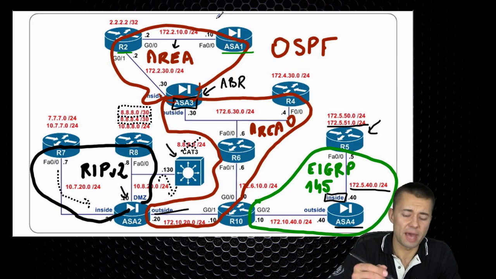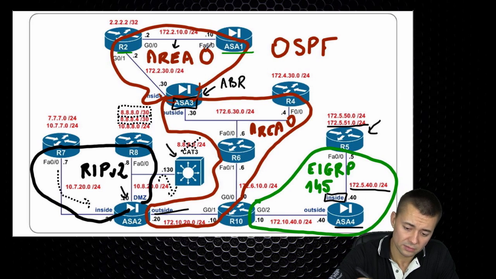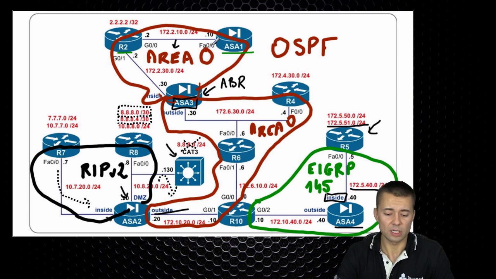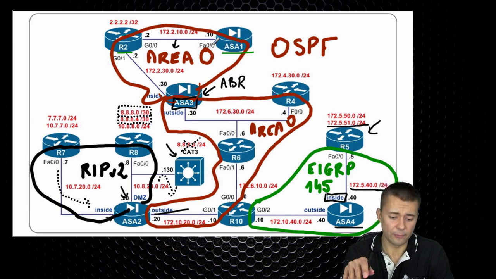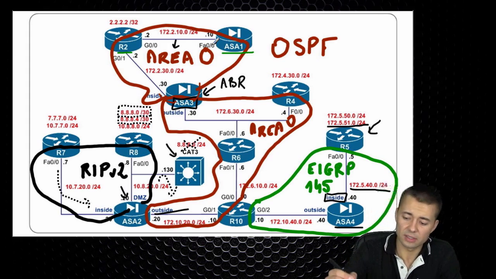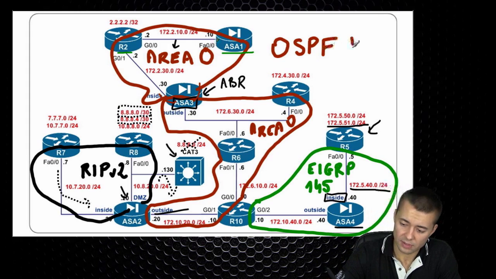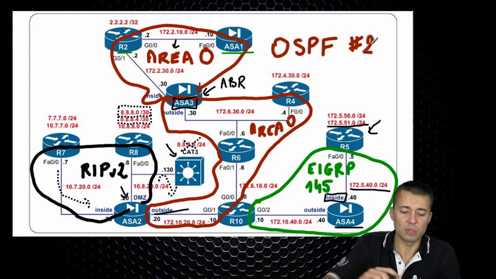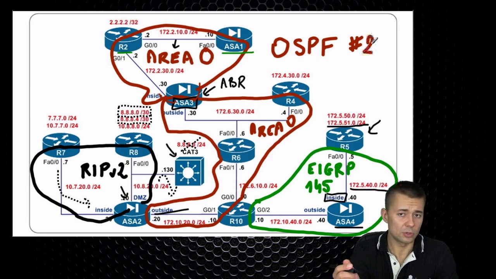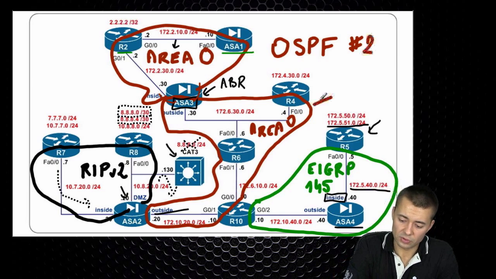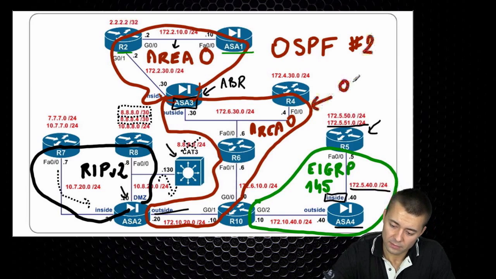We will be using just the backbone, just a single area over here, between ASA 2, router 610, ASA 3, and router 4. But we will say that this is OSPF process number 1, versus this OSPF process number 2 between ASA 3, router 2, and ASA 1.